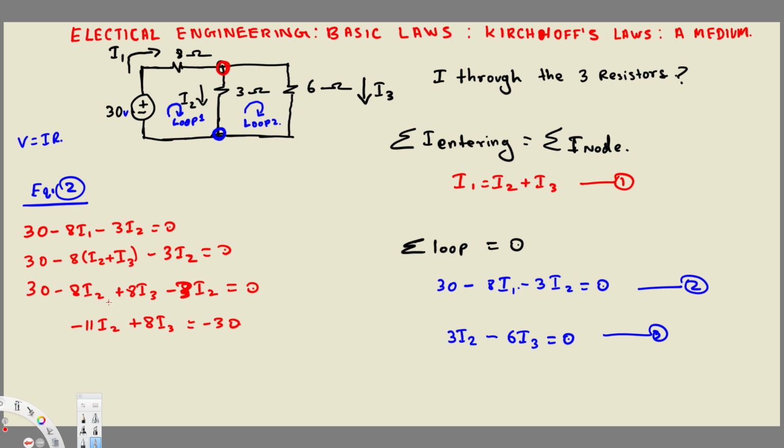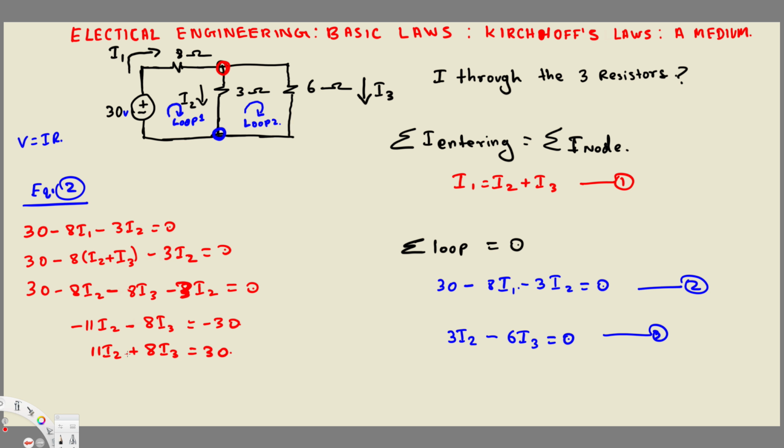It seems like there's a mistake right here. Let's figure it out. So minus 8 times I2, minus 8 I2, minus 8 times I3. So this should be minus 8 I3. Then we have minus 8, this would also be minus right here. So we can convert everything into plus by multiplying everything by minus 1. So this is going to be 11 I2 plus 8 I3 is equal to 30.